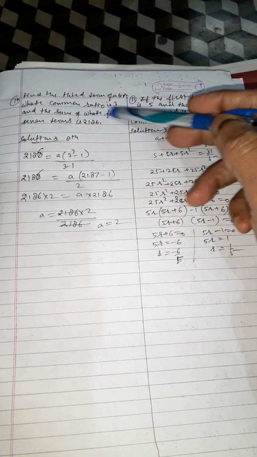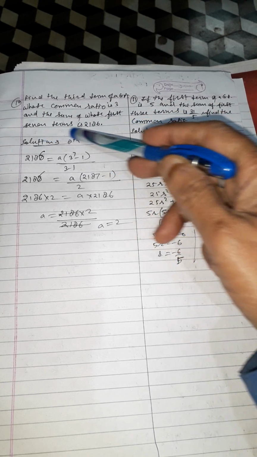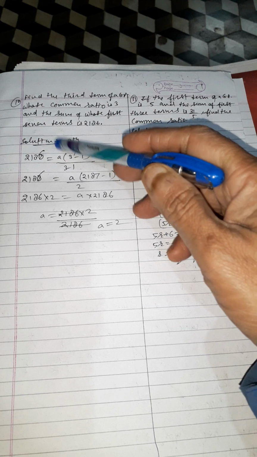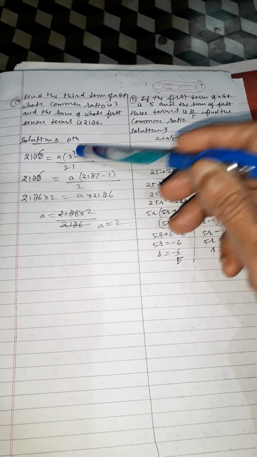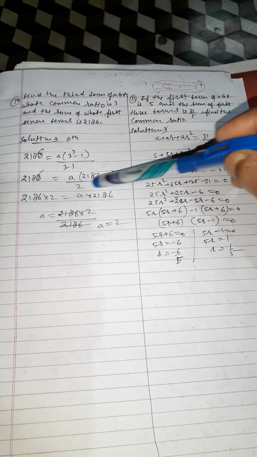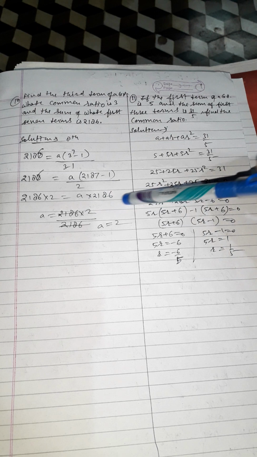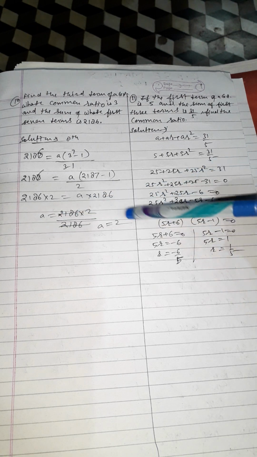Find the first term of a GP whose common ratio is 3 and the sum of the first 7 terms is 2186. Then 2186 is equal to a(3^7 minus 1) upon 3 minus 1. 2186 is equal to a(2187 minus 1) upon 2. 2186 into 2 is equal to a into 2186. Then a is equal to 2.